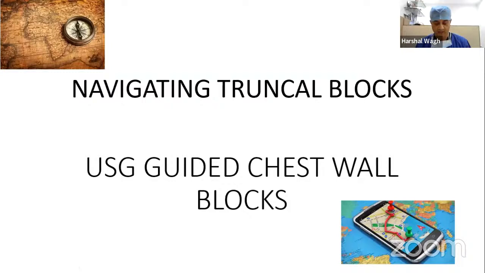I think the topic of the webinar is aptly named Navigating Truncal Blocks, because when you think of navigation, you think of maps, you think of anatomy. And I think half the battle, or more than half the battle, is won, especially in chest wall blocks and abdominal wall blocks, if you know the anatomy.